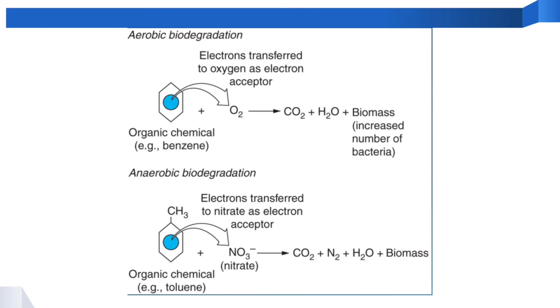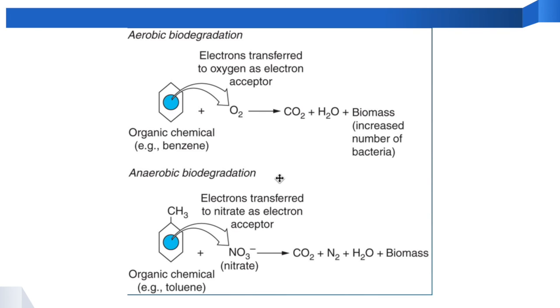So here's a very good diagram of aerobic biodegradation and anaerobic biodegradation. For example, up here you have an organic chemical, benzene, and what you see here is the electrons are transferred to this oxygen because oxygen is an electron acceptor, and it creates carbon dioxide and H2O, water, and biomass, which are all not harmful to the environment. So we have something that's harmful, and then we're able to use electron transfer, and it creates something that's not harmful.